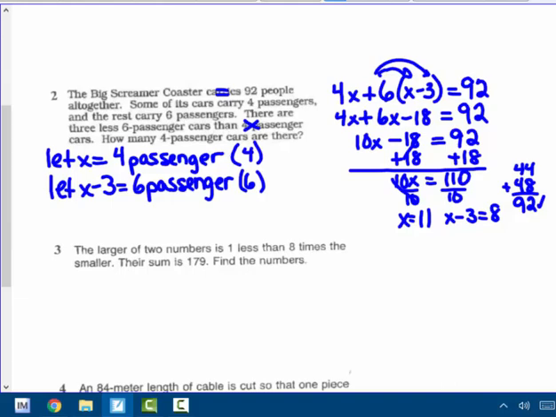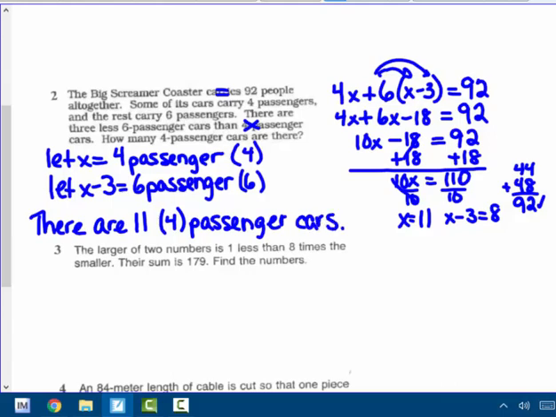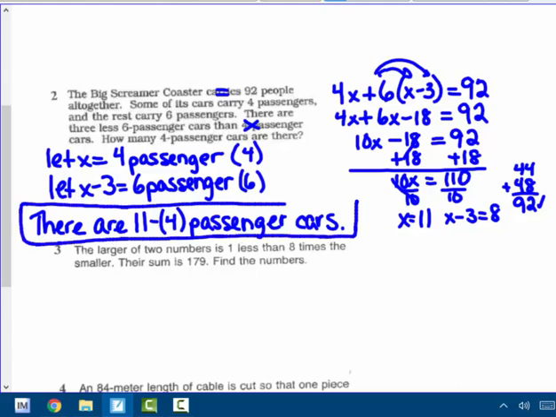So how many 4-passenger cars are there? Doesn't ask me how many 6-passenger cars, so I'm only going to say there are 11 4-passenger cars. And I put that 4 in parentheses, or I could have put a slash here because I didn't want it to look like 114. There are 11 of those 4-passenger cars. Sentence answer box label. Let's go on to the next page.